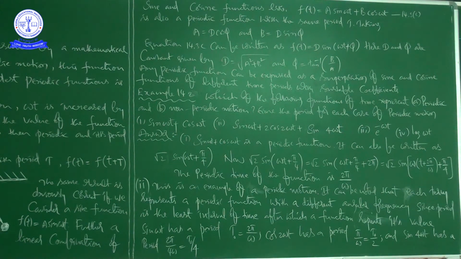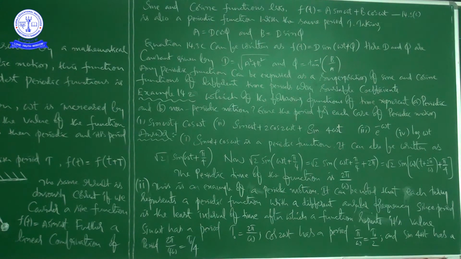The important conclusion is that any periodic function can be expressed as a superposition of sine and cosine functions of different time periods with suitable coefficients. Next, an example, continuing this topic.